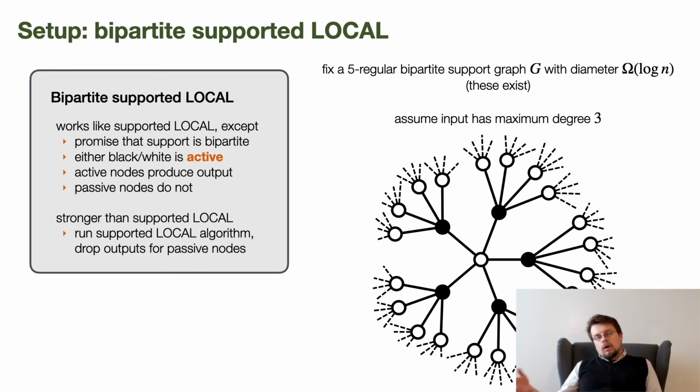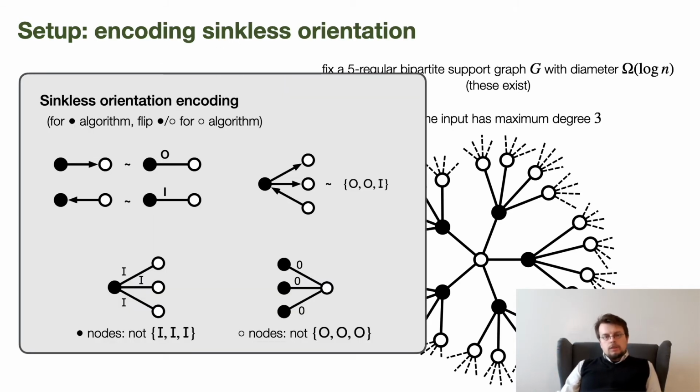But we still require that this output is globally consistent and satisfies all the conditions of Sinkless orientation. And basically this is an even stronger model than supported LOCAL, because you can just run a supported LOCAL algorithm in the bipartite supported LOCAL, and then all the passive nodes just drop their outputs. Okay, and for technical reasons we encode Sinkless orientation in this model as follows. So this is for black algorithms, you just flip the colors for white algorithms.